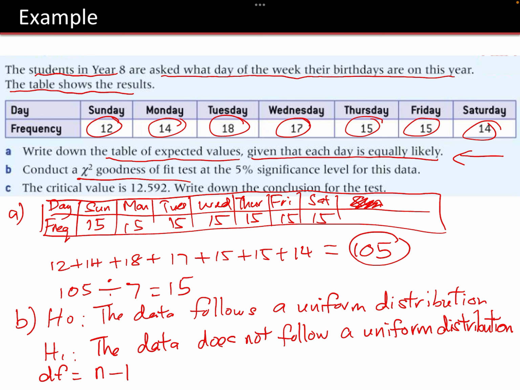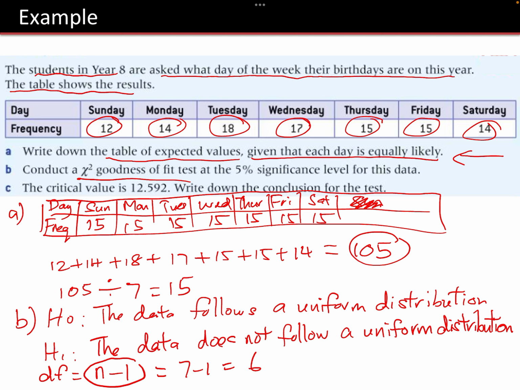So since we have 7 pieces of information, to find the degrees of freedom we take n minus 1. It's quite different from the chi-square test of independence. In this case, for a chi-square goodness of fit test, we always take the total number of sets of data and subtract 1. So we're going to take 7 minus 1, so the degrees of freedom is going to be 6.